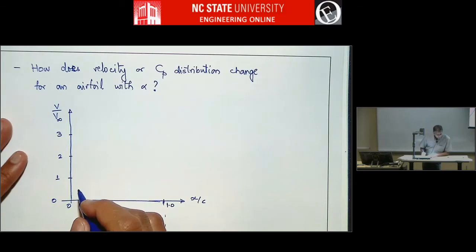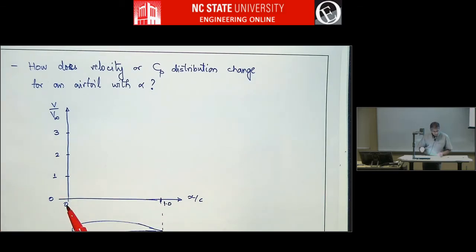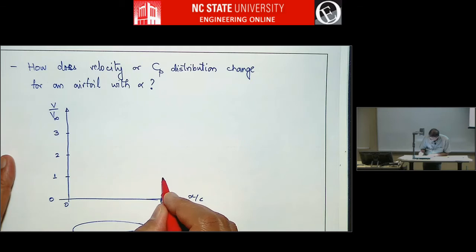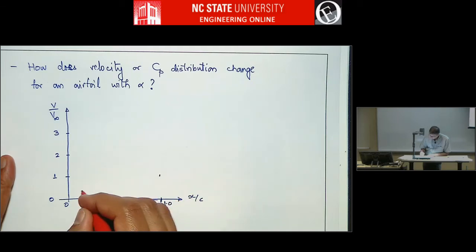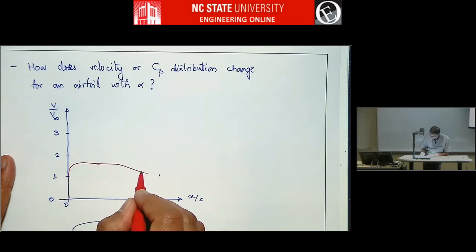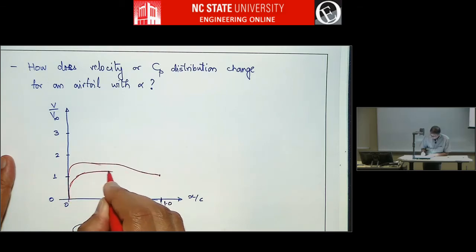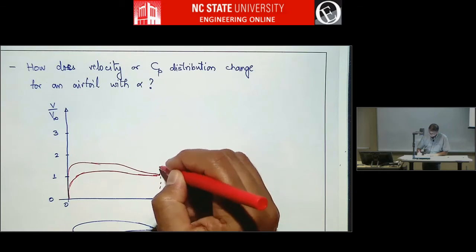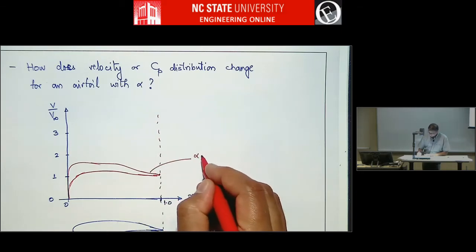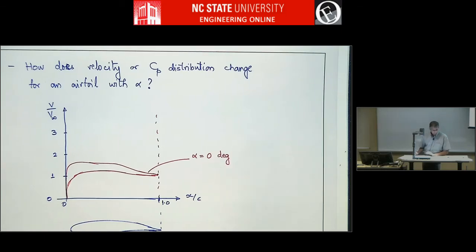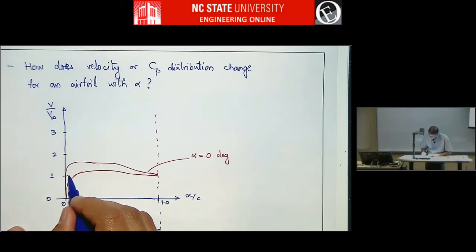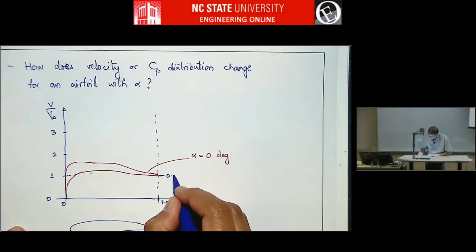So let's say we plot the 0 angle of attack distribution, and I'll plot that in red. Something like this. Okay, so this is alpha 0. And usually the trailing edge point is just a little less than 1. So this is usually like 0.95 or something like that.